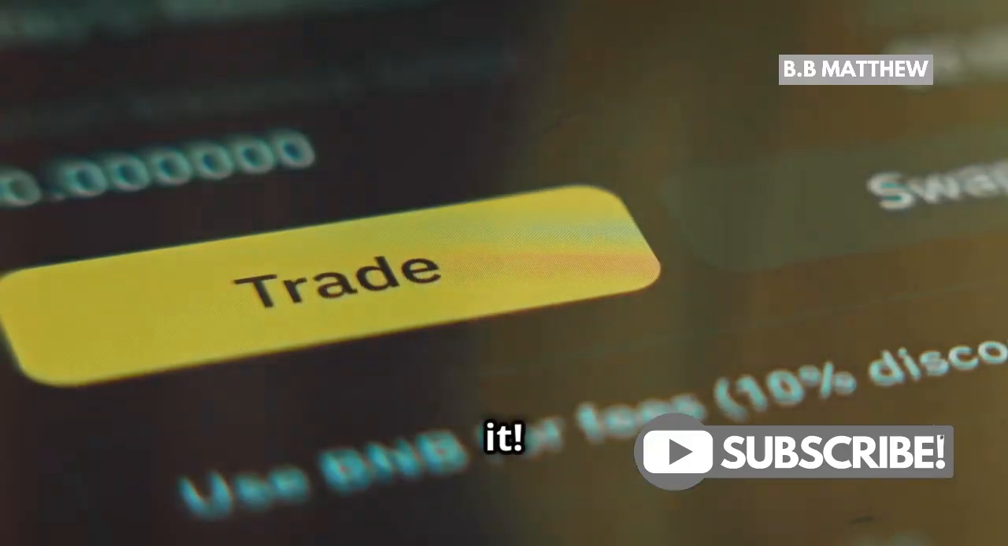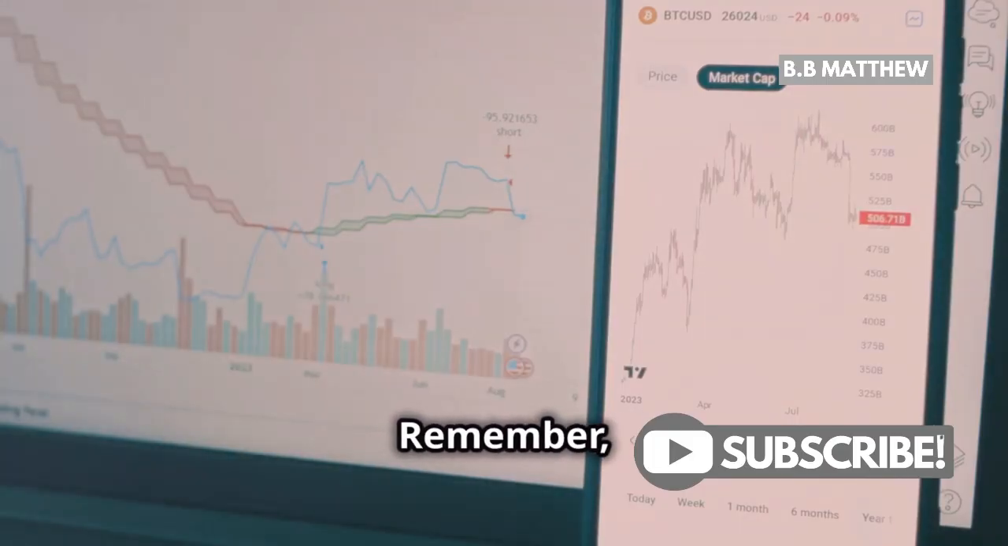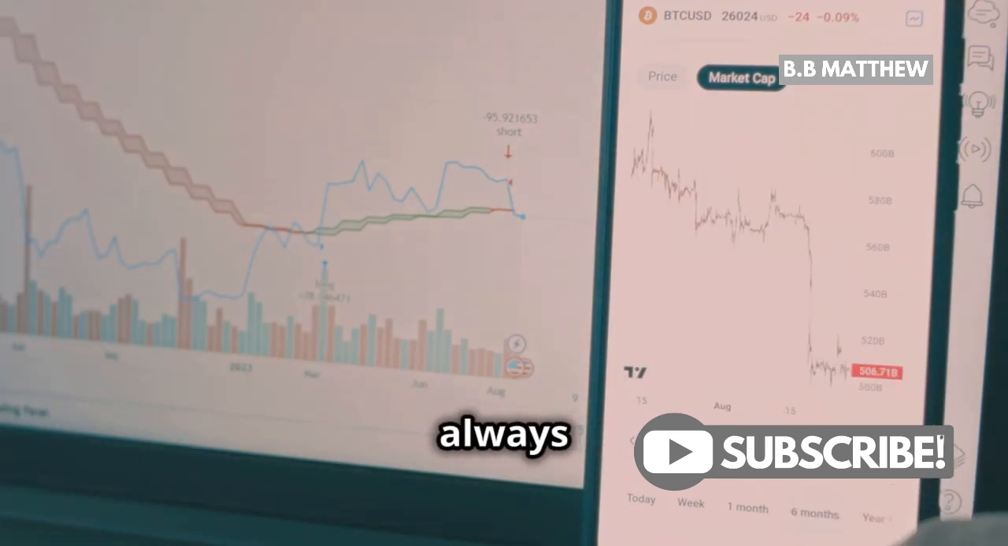That's it. You're now ready to trade futures on Binance like a pro. Remember, practice makes perfect and always do your research.